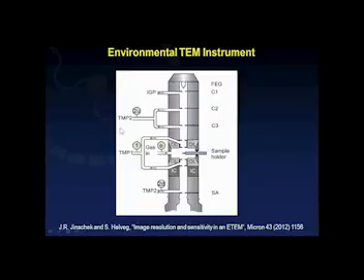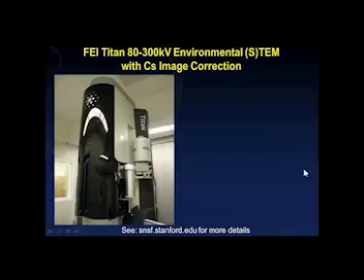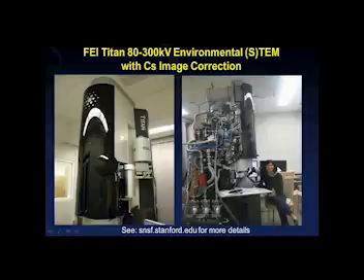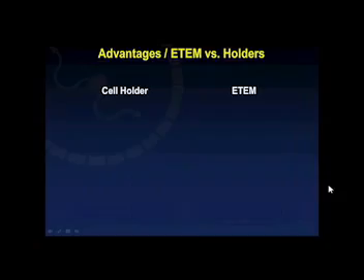And in an environmental TEM instrument, the gas is differentially pumped out of the column using a series of turbomechanical pumps. These photographs show an environmental TEM which we have in our lab. This view here, appearing in the second photograph on the right, shows the additional turbo pumps and lines which support the environmental mode of the instrument.